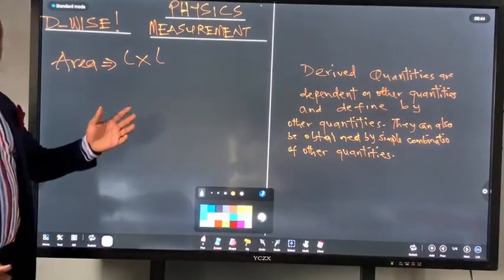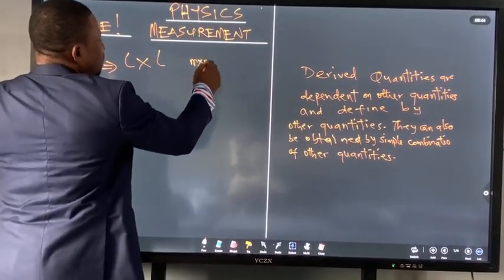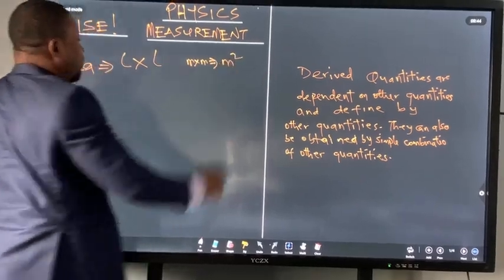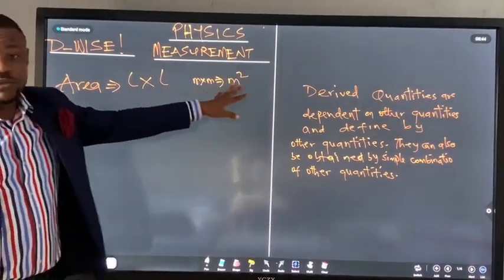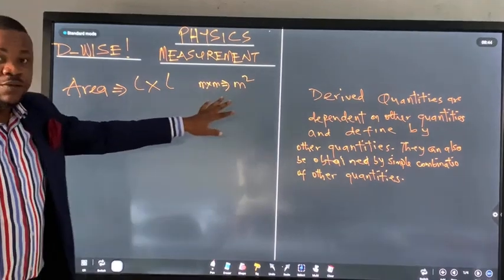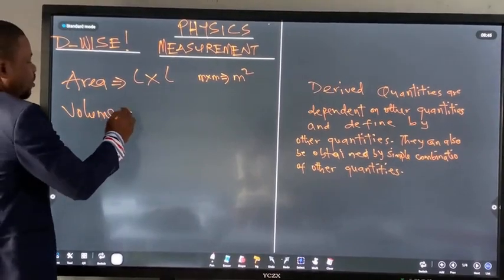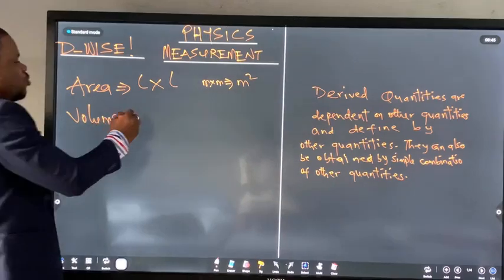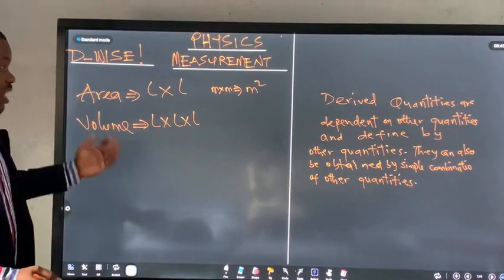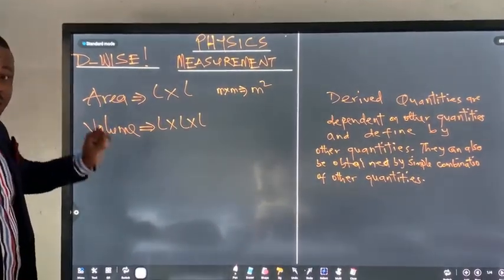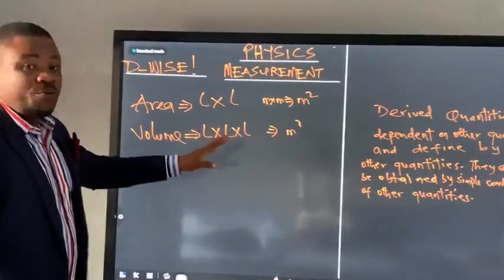So I have length times length, and that is why the unit is going to be meter times meter, which is going to give me meter squared. The unit for length is meter. So since I'm having two lengths multiplying each other, meter times meter will give me meter squared. So the unit for area is meter squared. Another quantity right now is volume. Any volume that you're dealing with has to do with three lengths multiplying each other. You already know the unit, I guess. Length times length times length means meter, meter, meter. So that gives me meter cube. The unit for the volume is going to be meter cube.